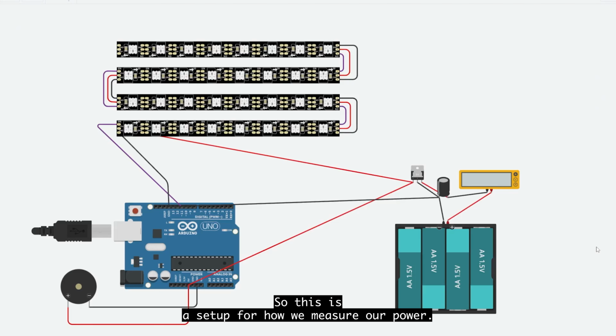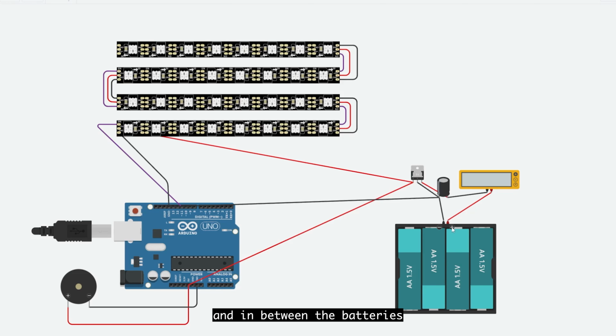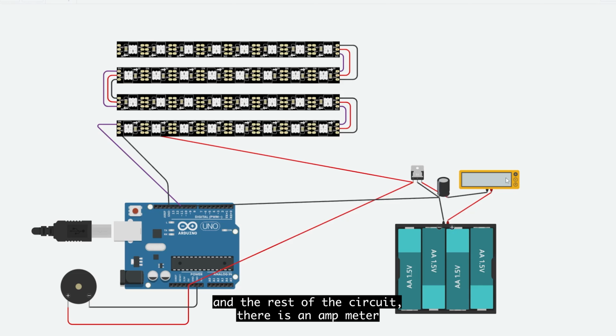So this is the setup for how we measure our power. Basically, we have the entire Arduino circuit here running off the batteries, and in between the batteries and the rest of the circuit, there is an amp meter, which we can then use to calculate power.